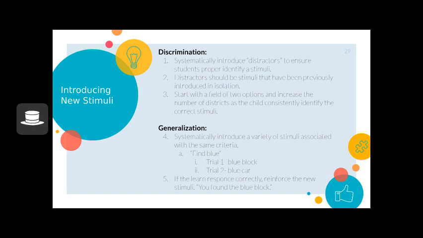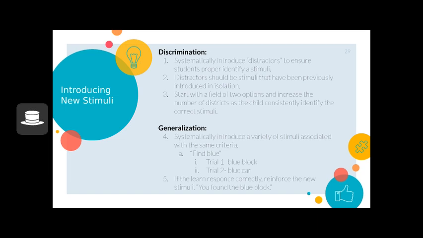Then, for generalization, you want to introduce various stimuli that are associated with the same criteria. For example, if you're asking a child to find a color, you want to introduce multiple things that are that color. For example, in the first trial, you may say, find blue, and you have a set of blocks, and in the second, you have a set of cars. The child is identifying the color, you want to ensure that they are associating that with that particular feature.